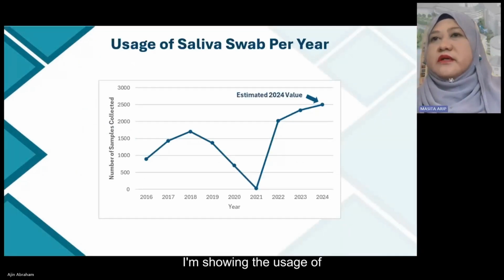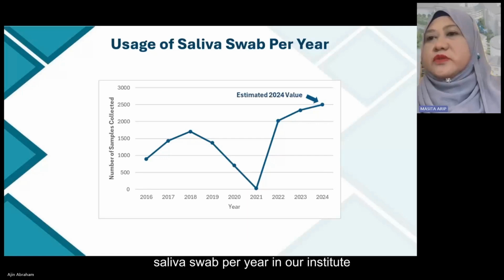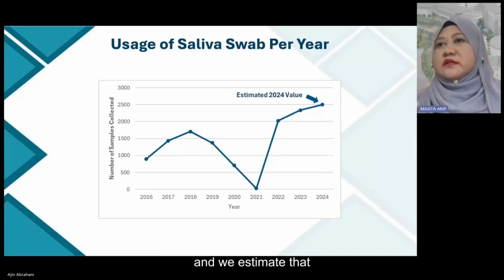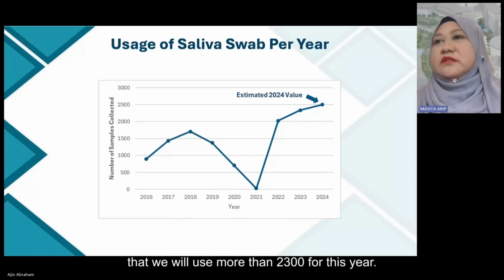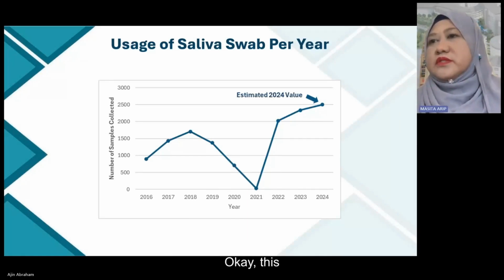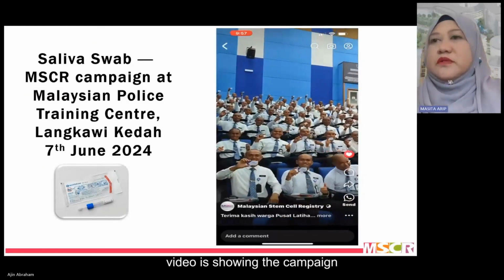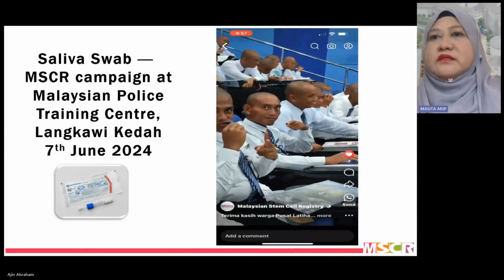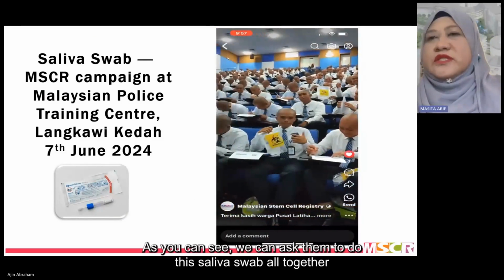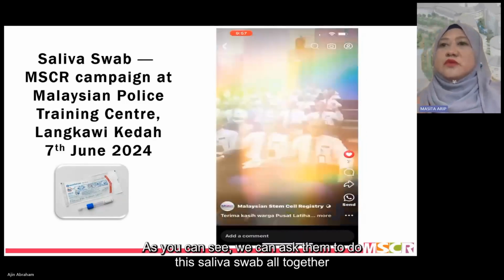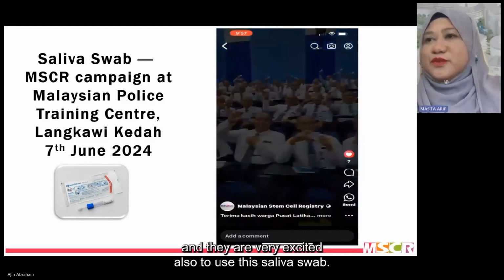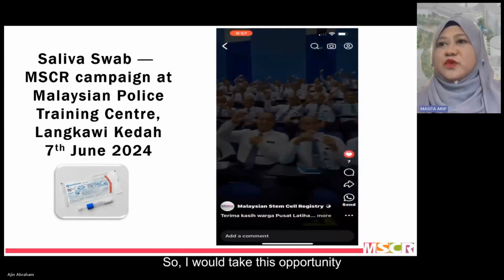This diagram shows the usage of saliva swab per year in our institute, and it keeps increasing, and we estimated that we will use more than 2,300 this year. Okay, this video shows the campaign at Malaysian Police Training Center, Langkawi, Kedah. As you can see, we can ask them to do the saliva swab all together, and they are very excited to use this saliva swab.